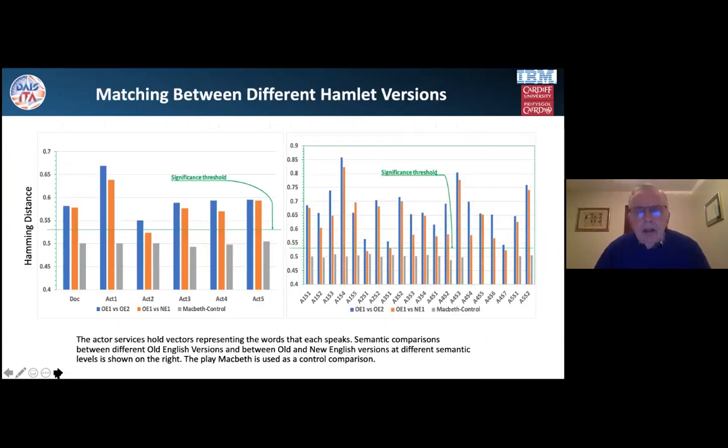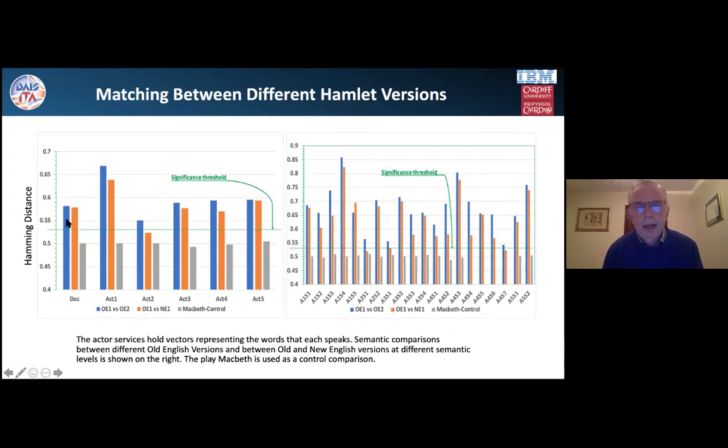Another interesting thing that we've shown is that with these vector representations, the hierarchical binding gives you a representation that in some sense, semantically or at least syntactically, represents the play. To demonstrate that, we're showing the Hamming distance at different levels in the hierarchy when we compare different versions of Hamlet. We have two Old English versions of Hamlet, and an Old English version and a New English version of Hamlet.